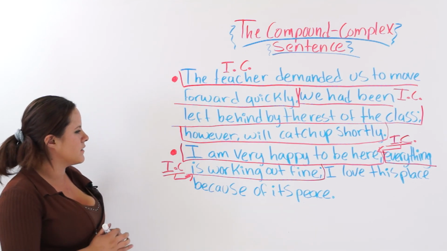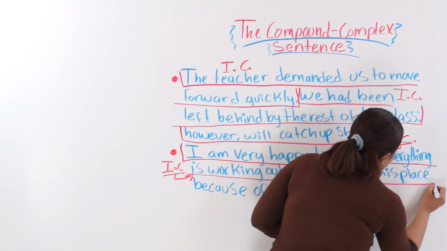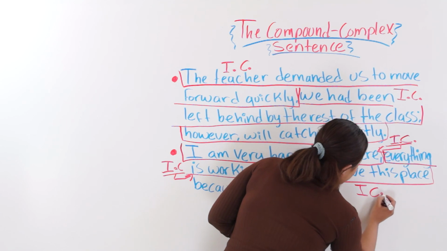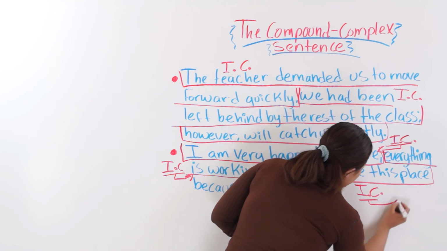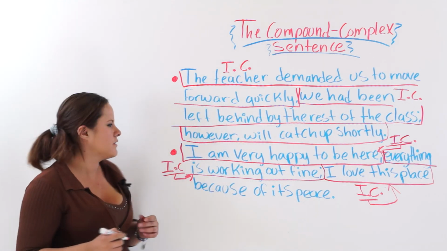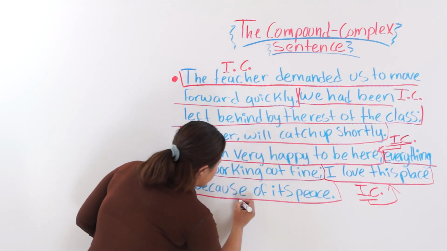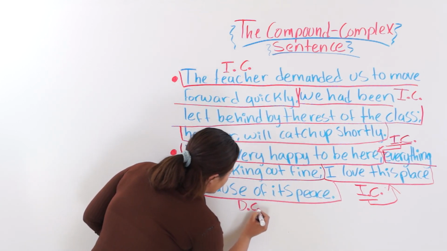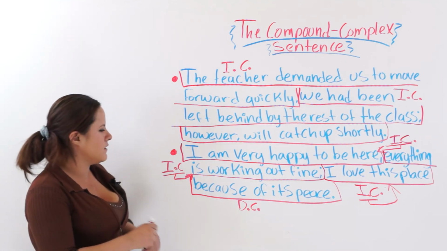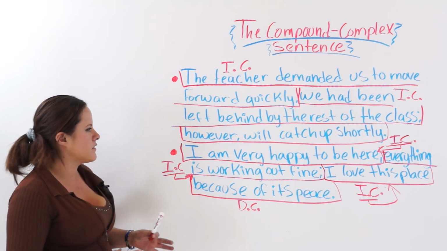I love this place because of its peace. I love this place would be our third independent clause. Because of its peace would be our dependent clause. Because, let alone, this could never be a sentence.